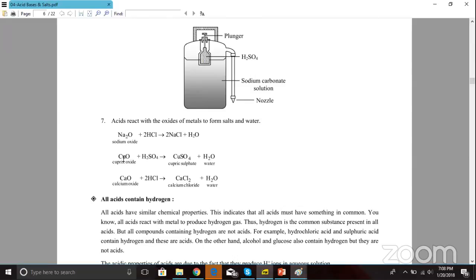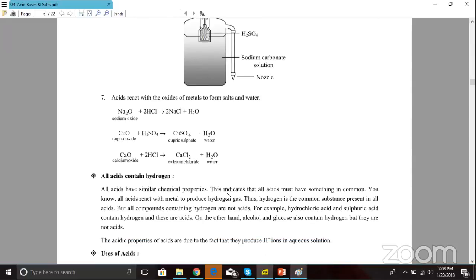Again, the copper oxide. Copper is a metal, so it is a metallic oxide and a basic one, which reacts with the sulfuric acid and produces copper sulfate, the salt, plus H2O, water. Calcium oxide reacts with the HCl. It produces calcium chloride plus water.